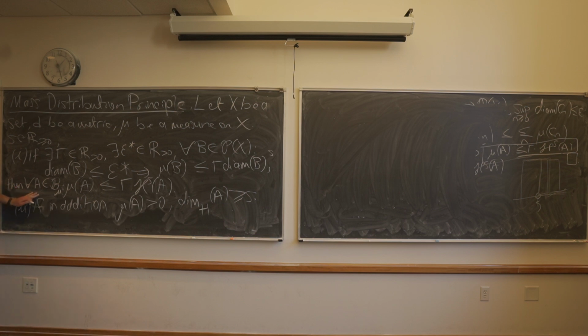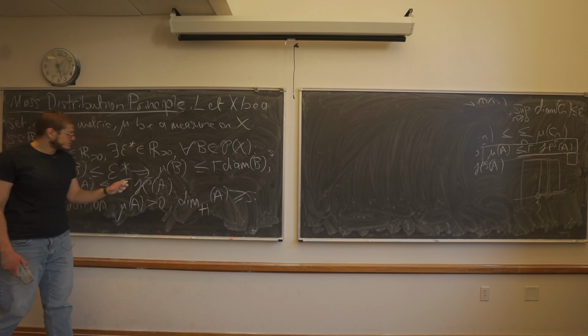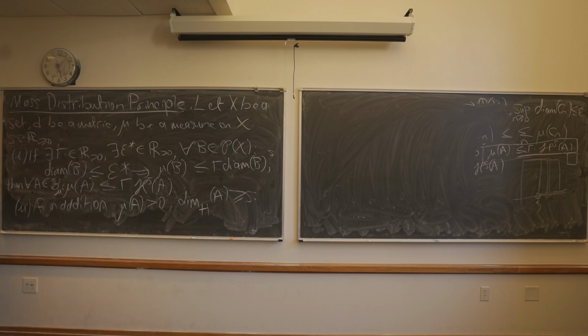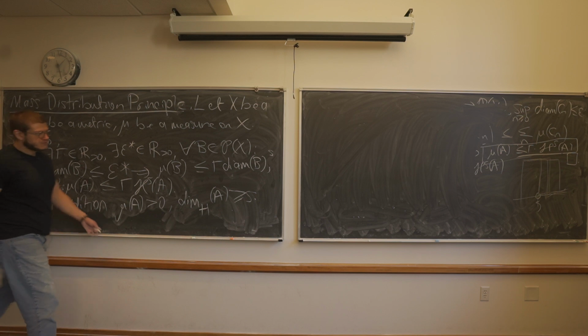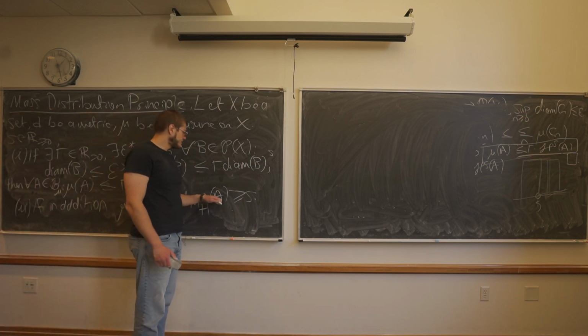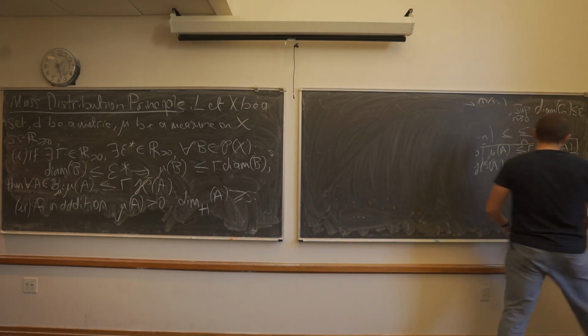Then for any mu measurable subset, the measure of that subset is bounded from above by the s-dimensional outer measure up to this multiplicative constant. And in addition, if mu of A is positive for some A, then the dimension of that A is bounded from below by S. That's probably a better statement.